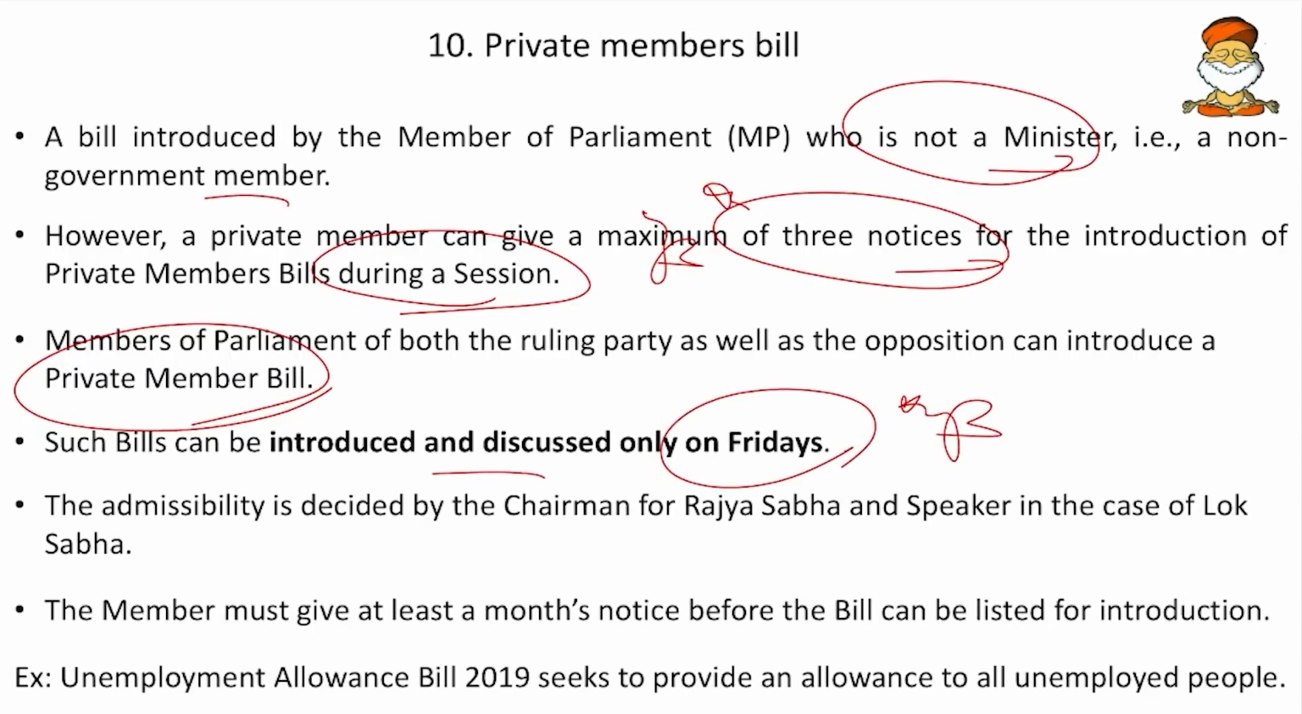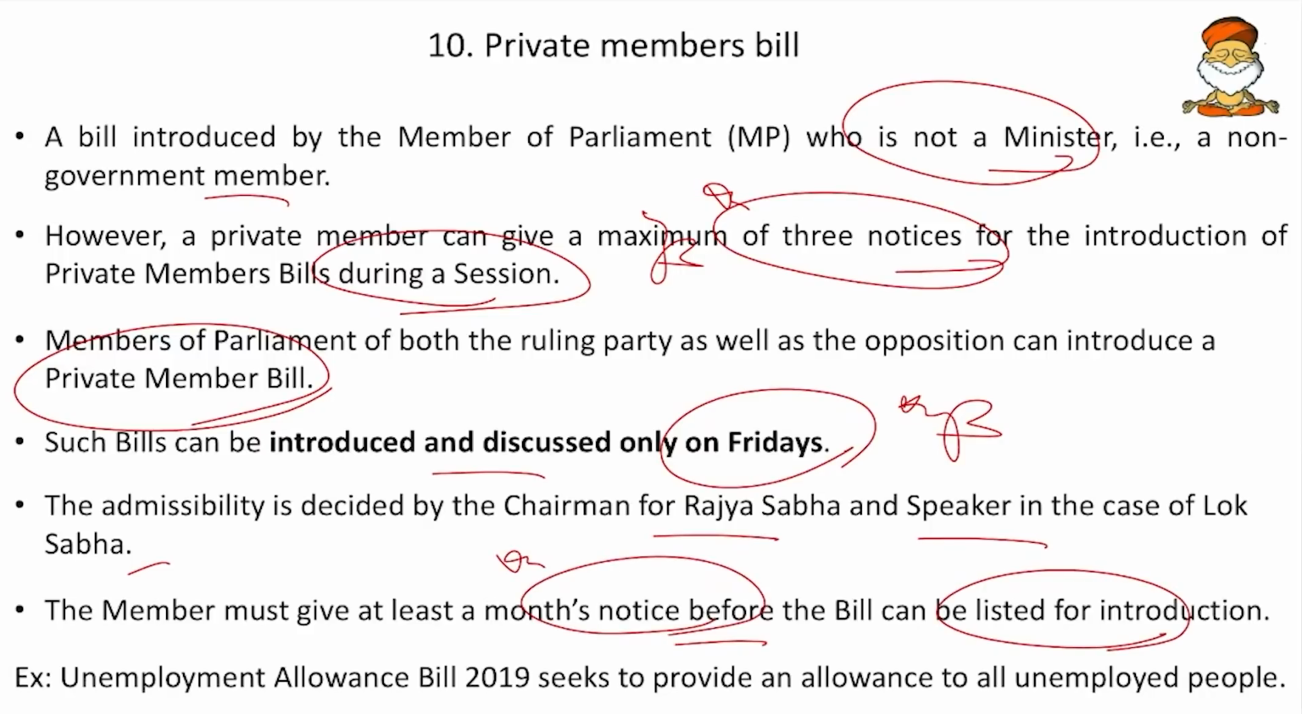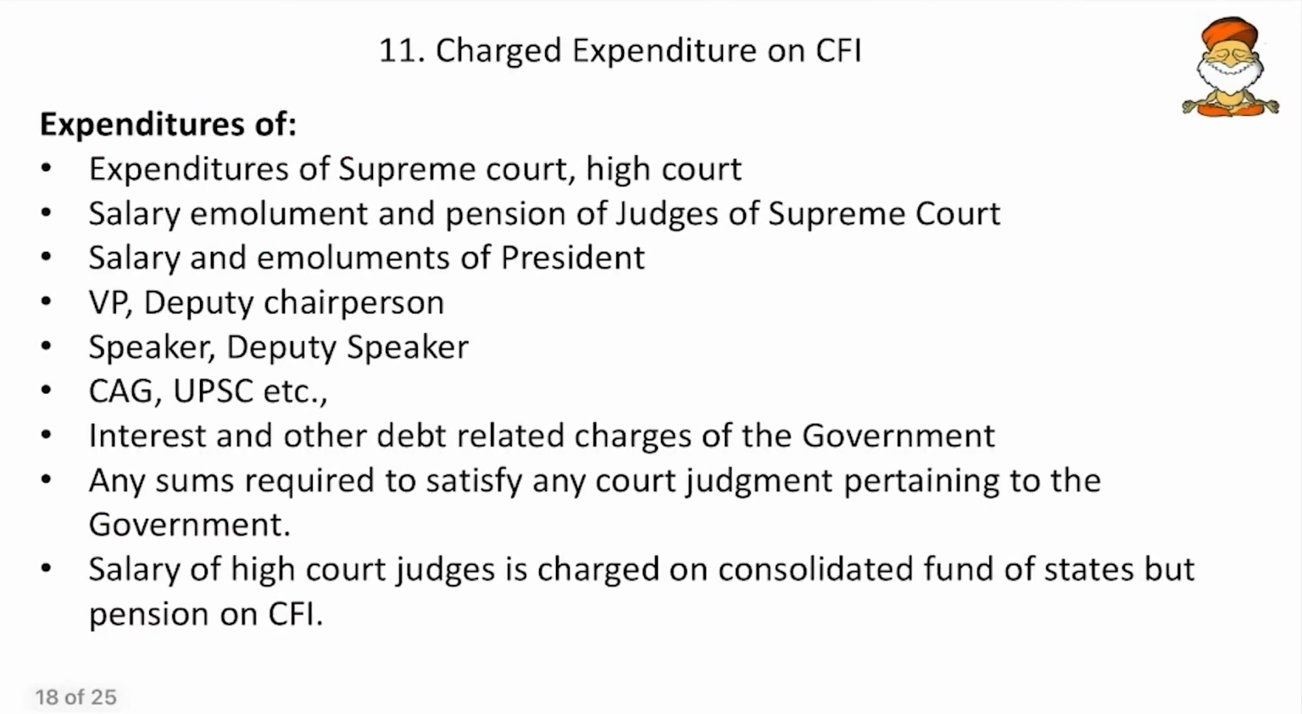Then the admissibility is decided by the chairman of Rajya Sabha and the speaker. Whether to admit it or not is the prerogative of the speaker and the chairman. And the member must give at least 1 month's notice before the bill can be listed for introduction. So mark this 1 month notice. Say the latest private member bill, the Unemployment Allowance Bill 2019, sought to provide an allowance to all unemployed people. So these are some of the facts regarding private members' bills.